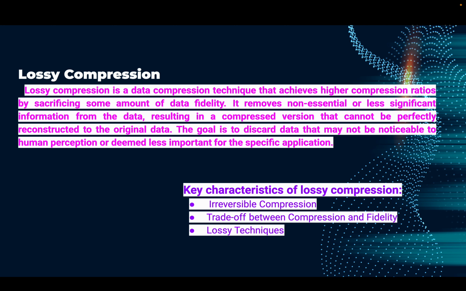Key characteristics of lossy compression. First is irreversible compression. Lossy compression permanently removes certain data components, making it impossible to reconstruct the exact original data. Second is trade-off between compression and fidelity. Lossy compression aims to strike a balance between achieving high compression ratios and maintaining acceptable quality for the intended application. Third is lossy techniques. Lossy compression techniques include transform coding, for example discrete cosine transform in JPEG, quantization, perceptual coding, and psychoacoustic modeling, for example in MP3 audio compression.